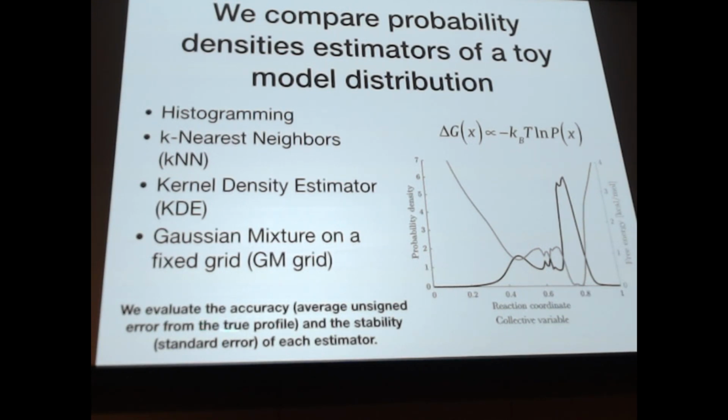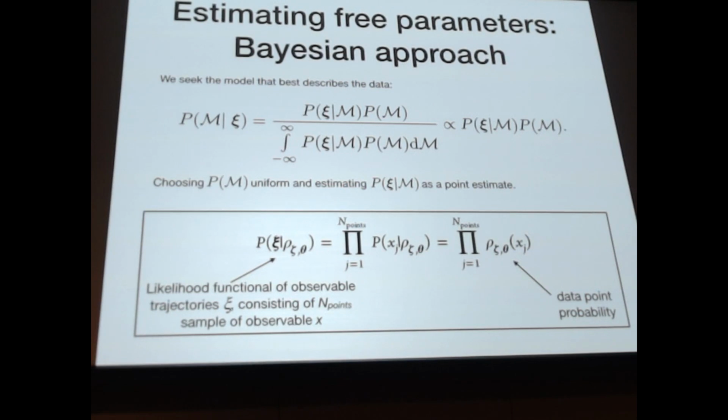And basically we evaluate two things: the accuracy, which is the deviation of the estimation from the true profile. And we estimate the stability by estimating the standard error for each estimator. And to estimate the parameters, what we did is to use a Bayesian approach. Since we're trying to find the density model that best describes the data, we flip it on its head, and we're basically going to try to estimate the probability of the model given the data, assuming that the probability of the model itself is uniform.